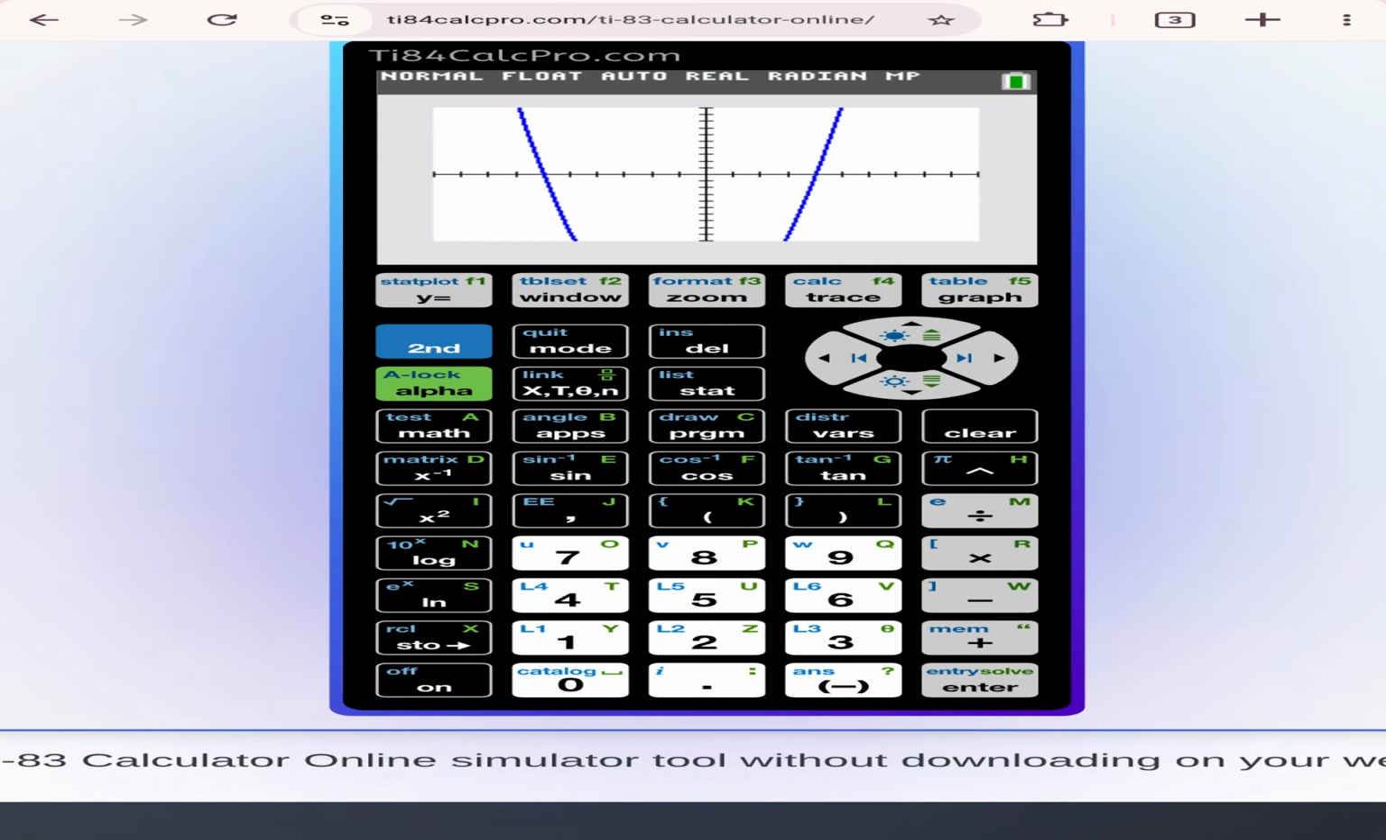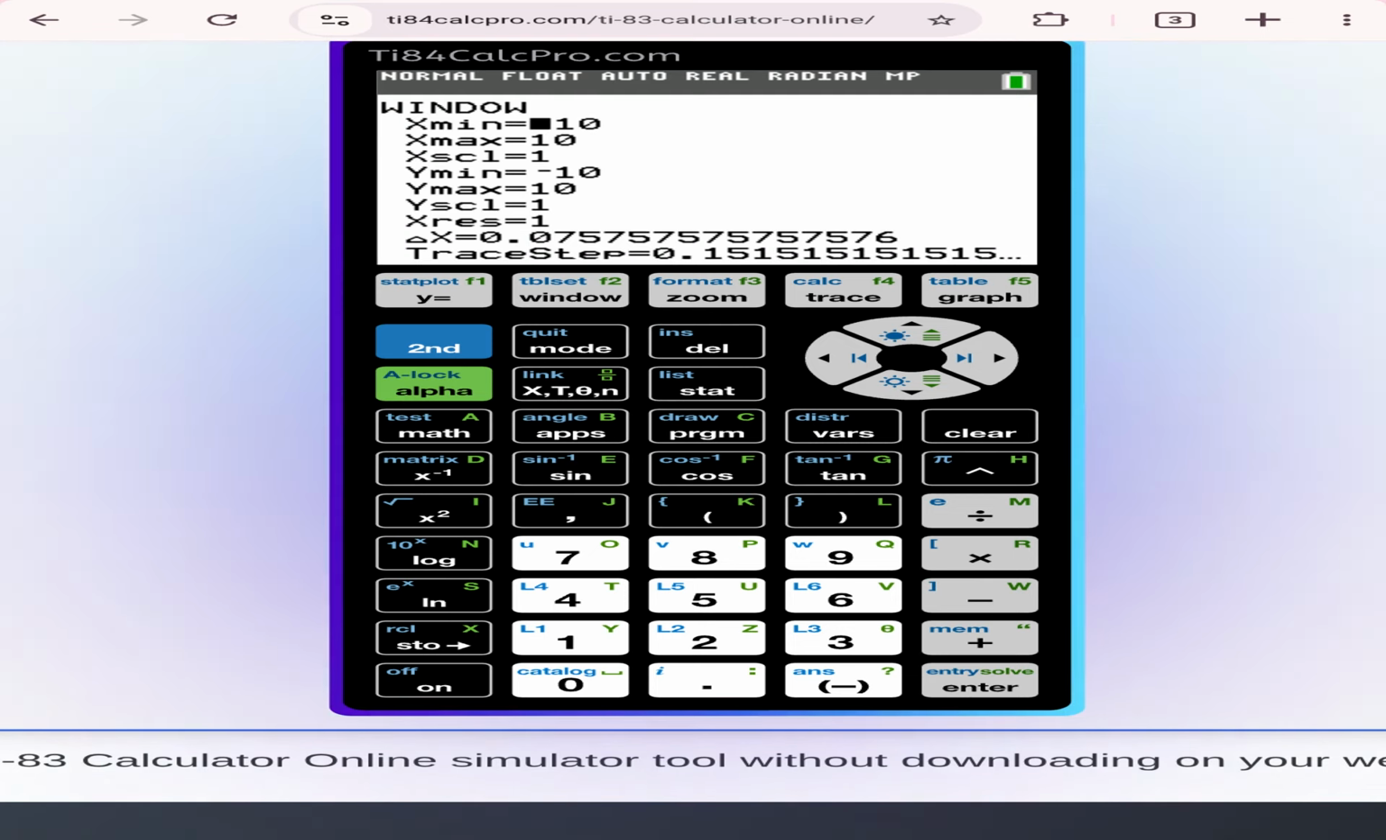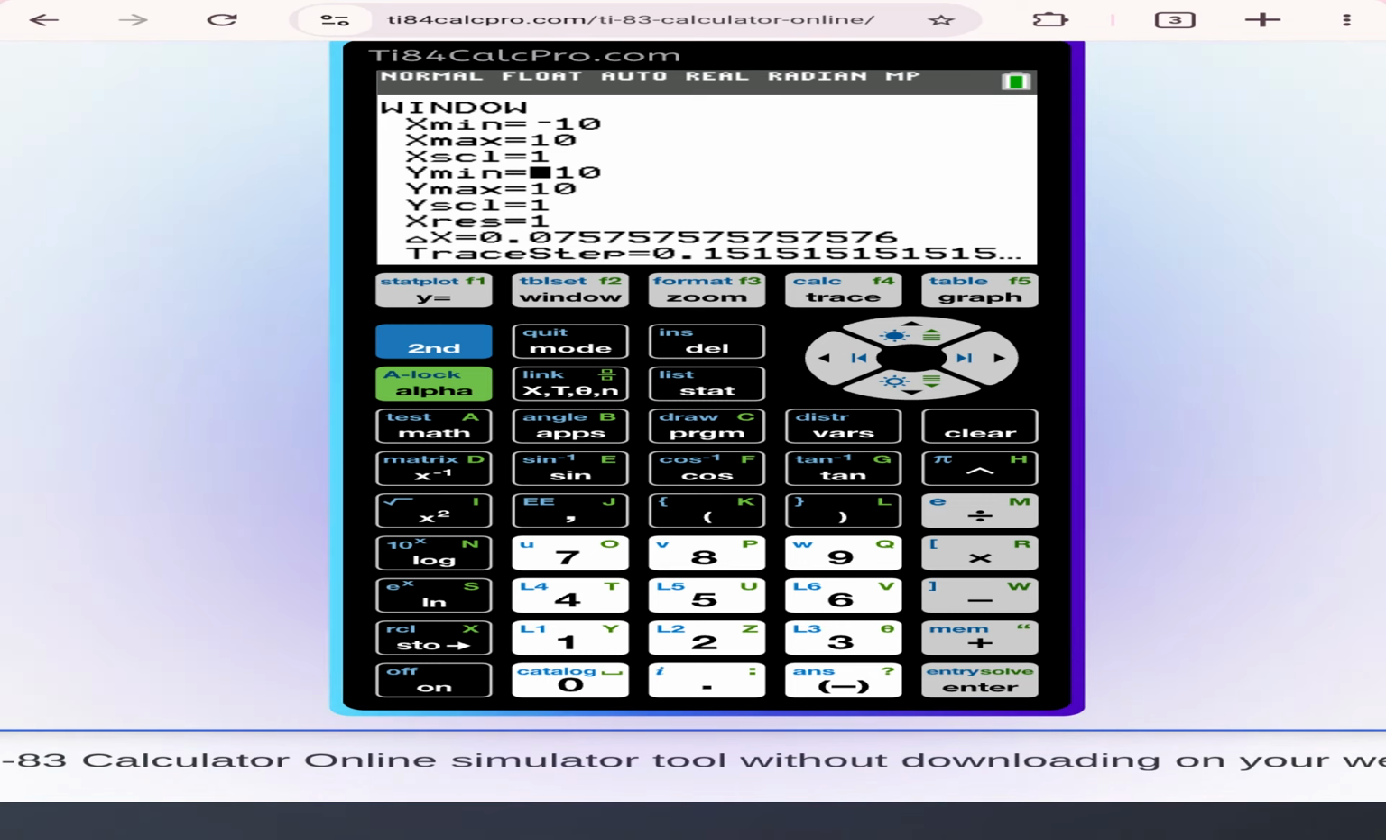So I need to make my window more negative. To do that, I'm going to hit Window. And just reviewing your window, Xmin means you can see going in the negative direction up to negative 10. Xmax means if you're going to the right, you're going to see up to positive 10, and every tick is going up by 1s. That's what the scale is telling you. The same thing is true for your Ymin, except now we're looking up and down instead of left and right. So we can see down 10, up 10, and every tick is going up by 1.